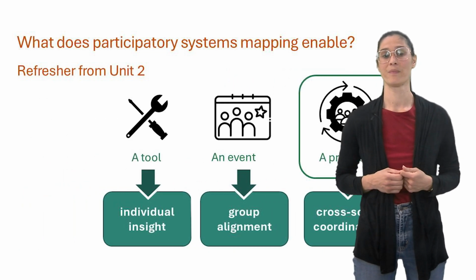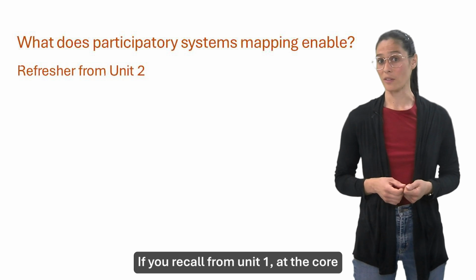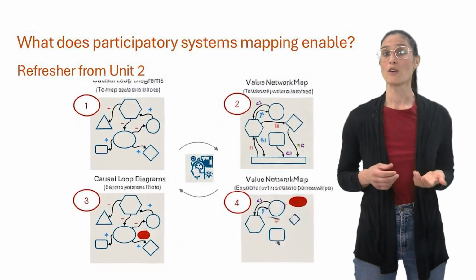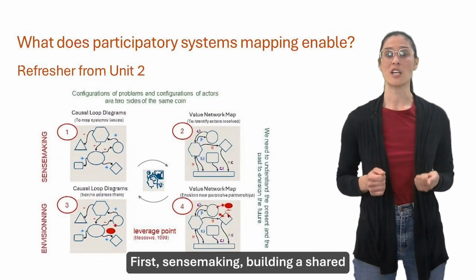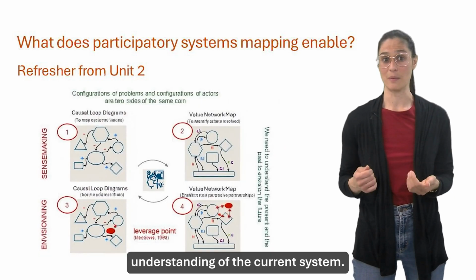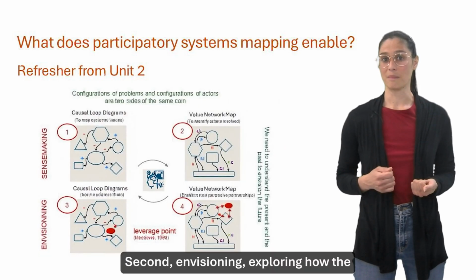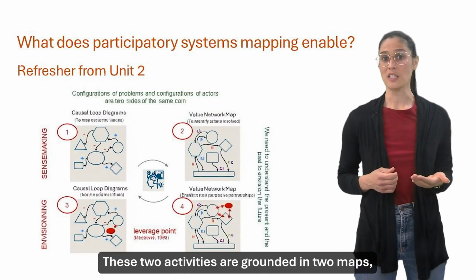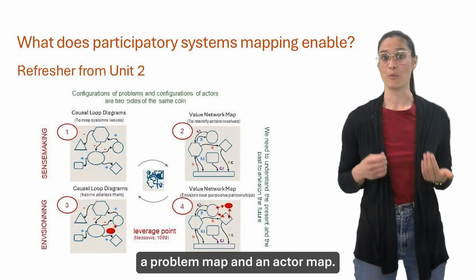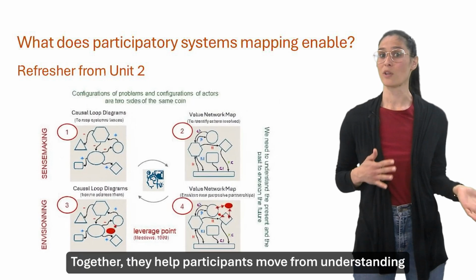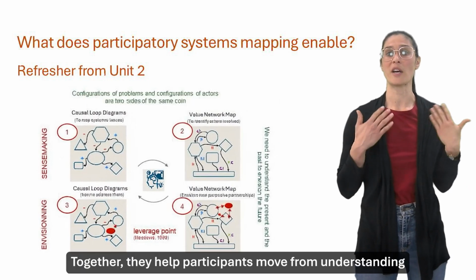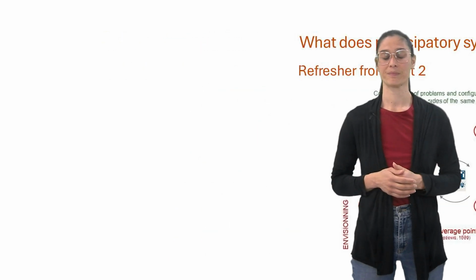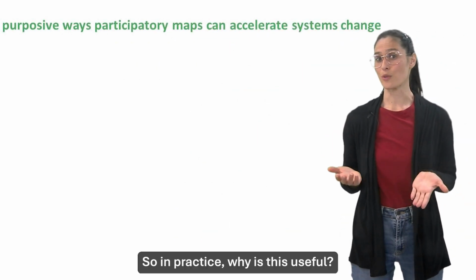to use. If you recall from Unit 1, at the core of this process are 2 complementary activities. First, sense-making, building a shared understanding of the current system. Second, envisioning, exploring how the system could evolve differently. These 2 activities are grounded in 2 maps, a problem map and an actor map. Together, they help participants move from understanding a system to thinking about how it could change.